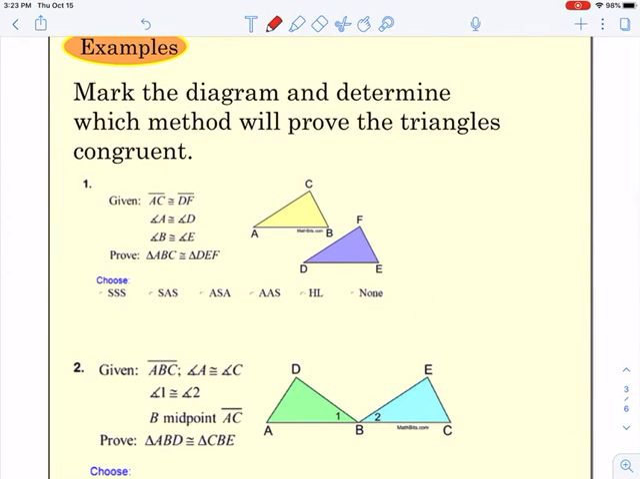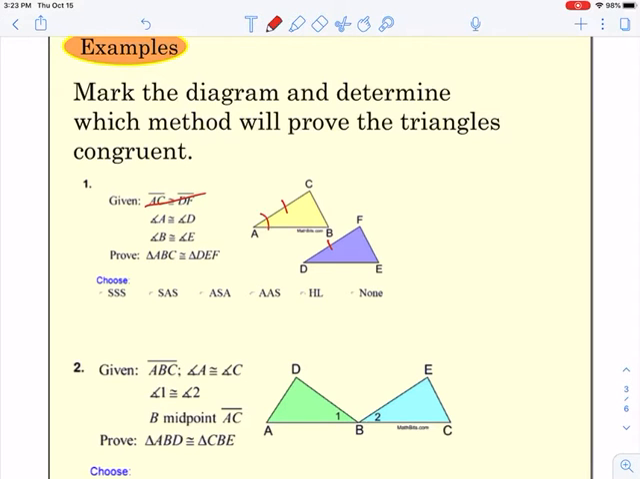Okay, so the first thing that we're going to do is mark off the things in the picture that are given and that are congruent, and then decide why they're going to be congruent in the end if they are congruent. So my given, I'm told that AC is congruent to DF. So I'll put one hash mark through AC, one through DF. That takes care of that given.